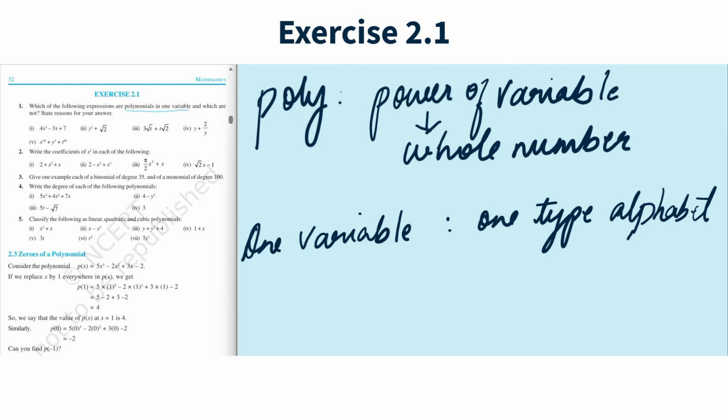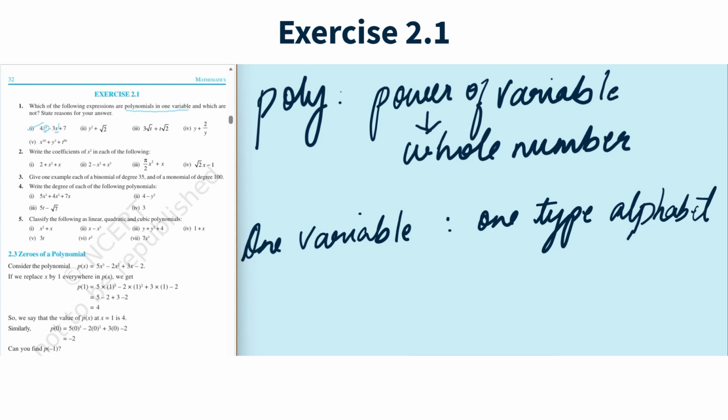So your first question: x squared minus 3x plus 7. Here, if we look at the variable and their powers, we see that one has 2 and the other one has nothing, which means that it is 1. So both 2 and 1 are whole numbers. So yes, this expression is a polynomial. Now, does it have only one variable? Yes, x is used throughout the polynomial, which is only one type of alphabet. So this is a polynomial in one variable.